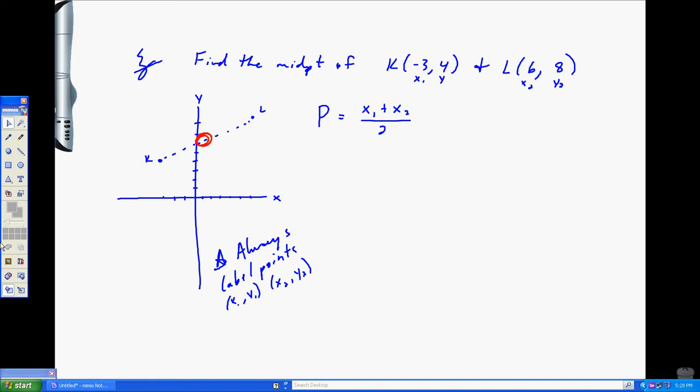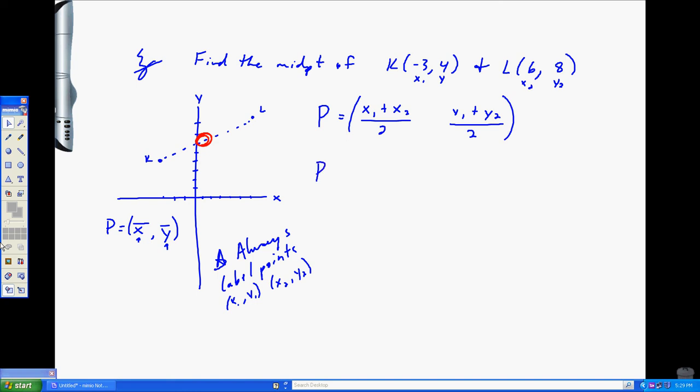Same thing for my y's. I'm going to find them by going y1 plus y2 and divide by 2. This is sometimes denoted, I'll write it over here, the midpoint of P is shown like this. The average of x, with a line over it, and y, just like so. So this is sometimes how it's shown. The midpoint of 2 points is the average of x and the average of y. That's it. So this is actually an ordered pair up here.